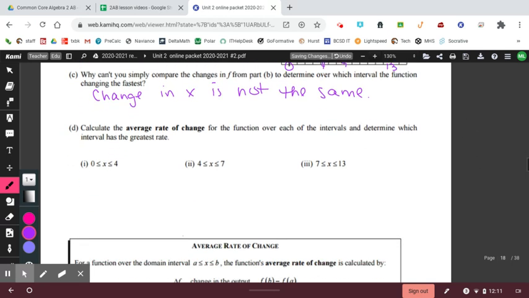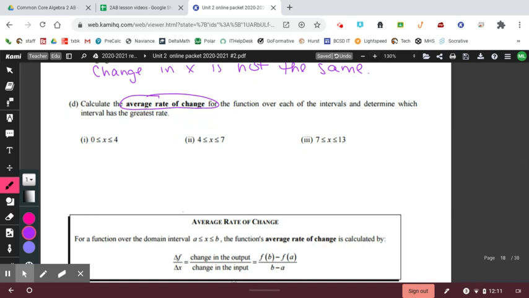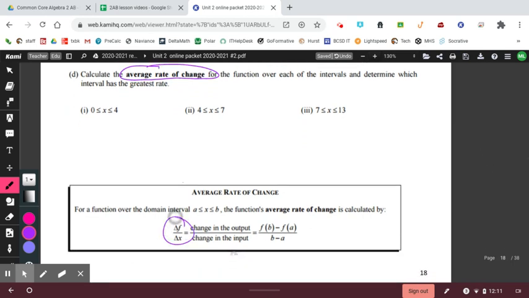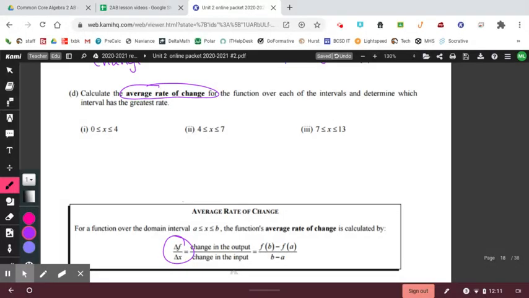So we calculate what we call the average rate of change. Average rate of change over the interval determines the change in f, and if you look down below, the change in f over the change in x. So the change in your outputs over your change in inputs.